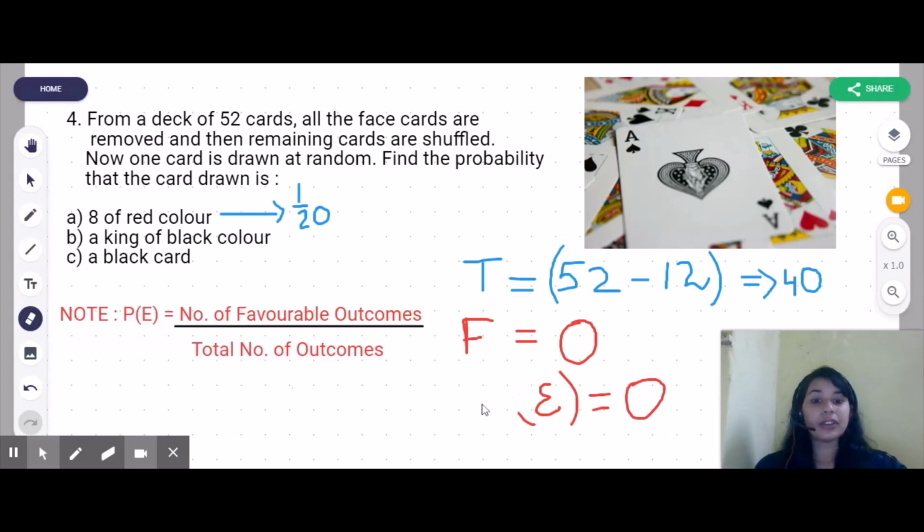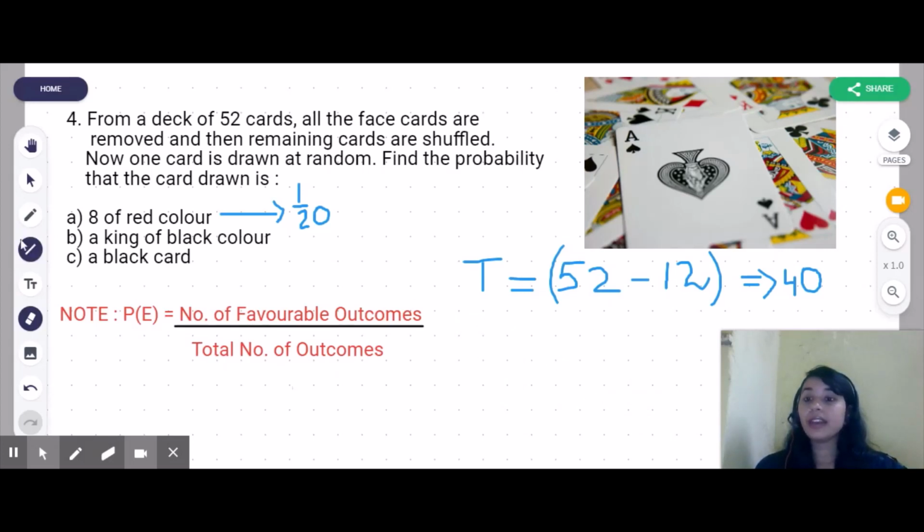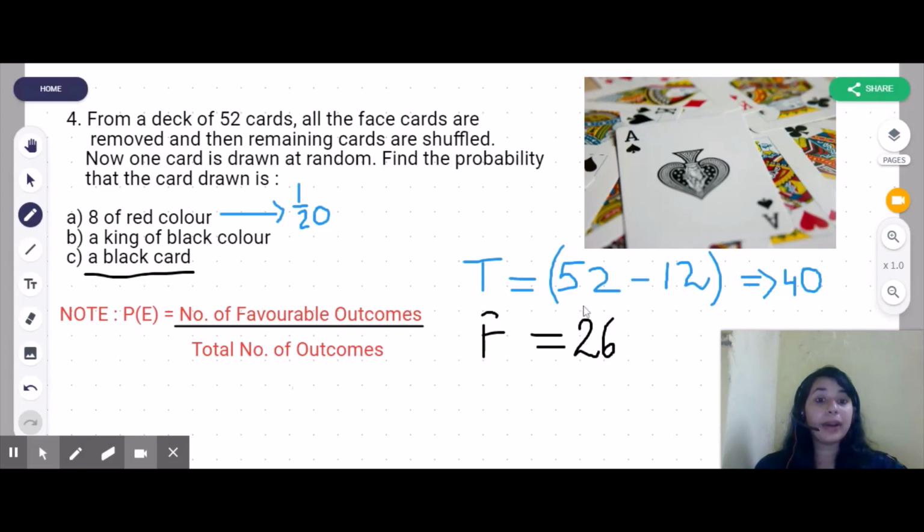Let us now focus on the third part of the question and see what we have to calculate. Let me denote my favorable outcomes by F again. We have to get a black card. If you remember, how many black cards do we have in total? We have 26 black cards. But we will not forget that all the face cards are removed. And how many face cards are of black color? There are 6 face cards which are of black color. So what is your total number of favorable outcomes? They are now 20.